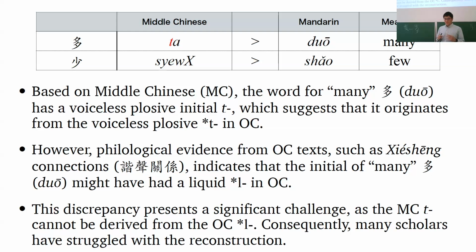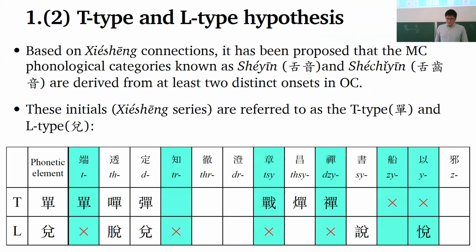So this irregular pattern presents a significant challenge because the Middle Chinese T cannot be derived from the Old Chinese L. Consequently, including me, many scholars have struggled with the reconstruction. Based on the association connections, it has been proposed that the Middle Chinese phonological categories known as Shengmu in the Shijing derived from at least 2 or 3 distinct onsets in Old Chinese.